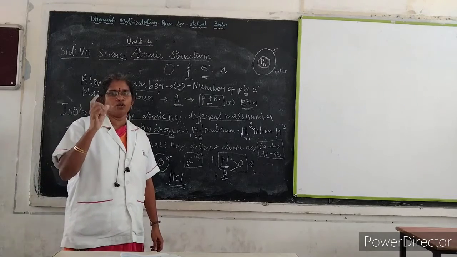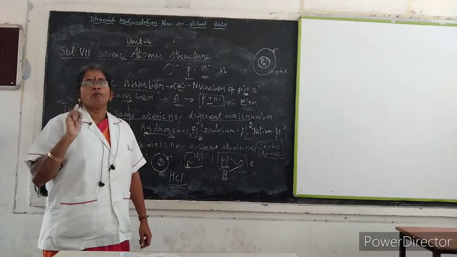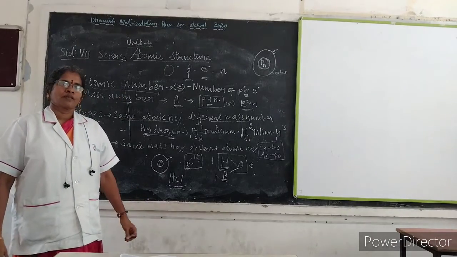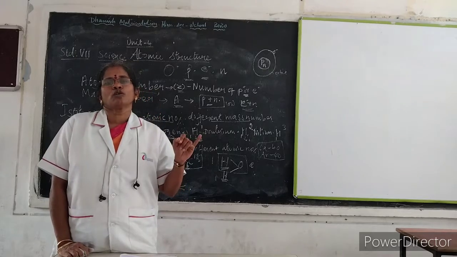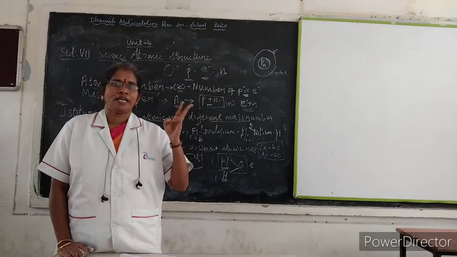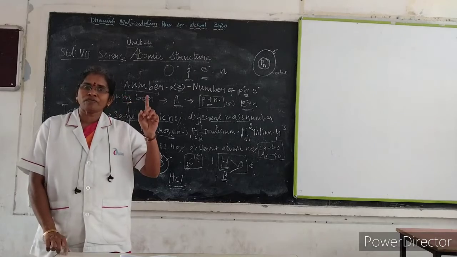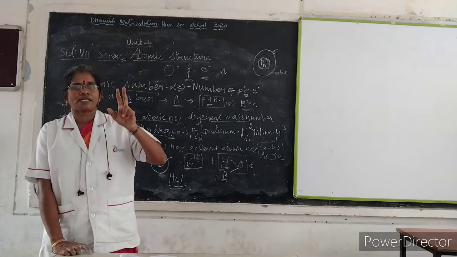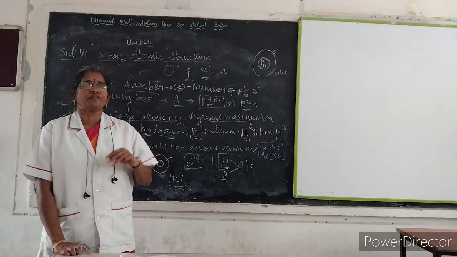Mono means 1, you know. Di means 2. Tri means 3. Tetra means 4. The elements having valency 1 are monovalent, valency 2 are divalent, valency 3 are trivalent, and valency 4 are tetravalent. Monovalent means it can combine with only one atom. Divalent means it can combine with two atoms. Trivalent means it can combine with three atoms, and tetravalent means it can combine with four atoms.